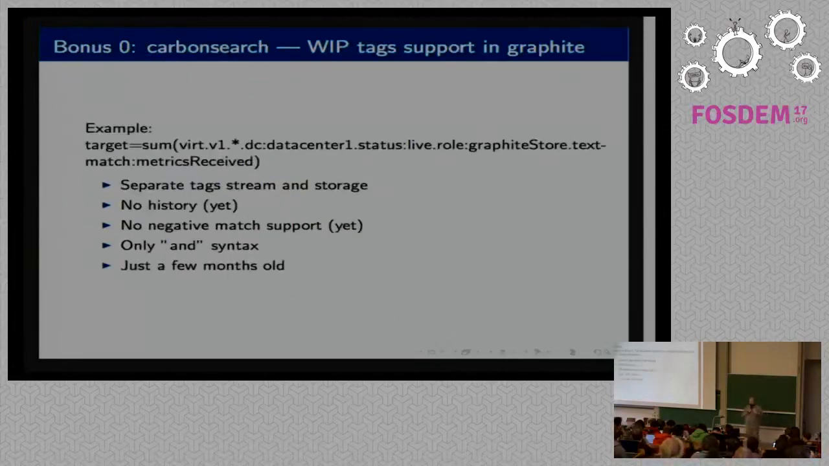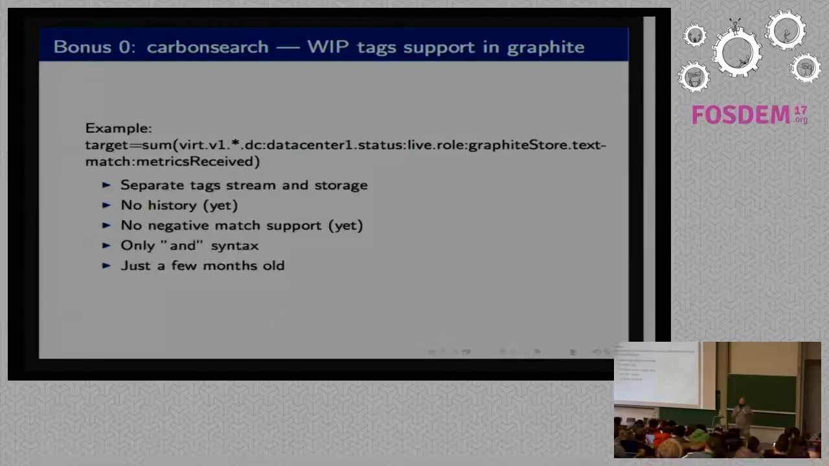Also, as we are working on the carbon search at this moment, we already have some implementation which has some small limitations. So the syntax might look weird. It's also very coupled with our zipper stack, but at least we can do some simple queries like give me metrics received for all the Graphite storages where the status is live for this particular data center.